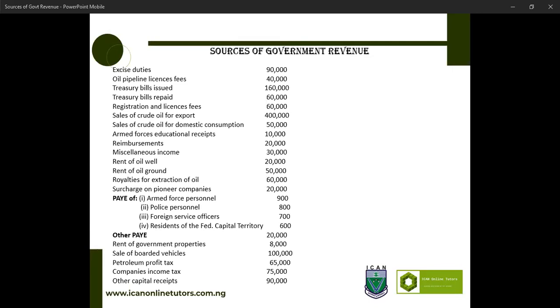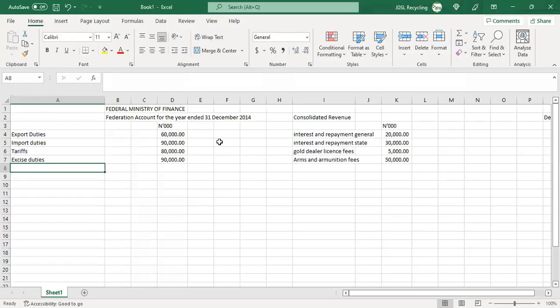Oil pipeline license fee. Federation account. Figure 40,000.